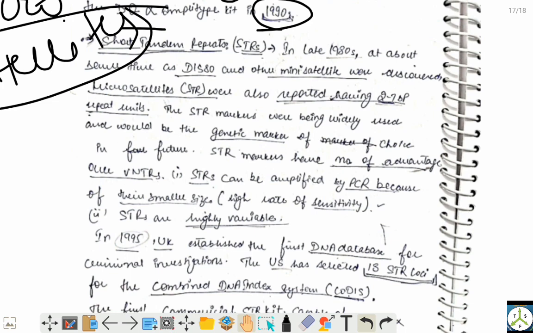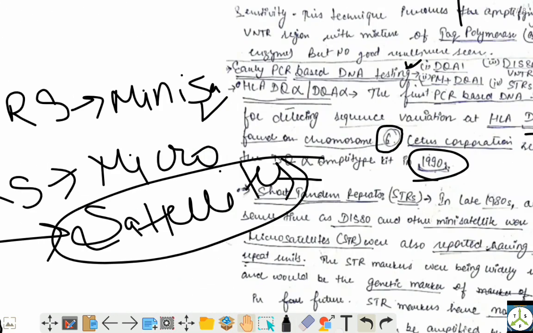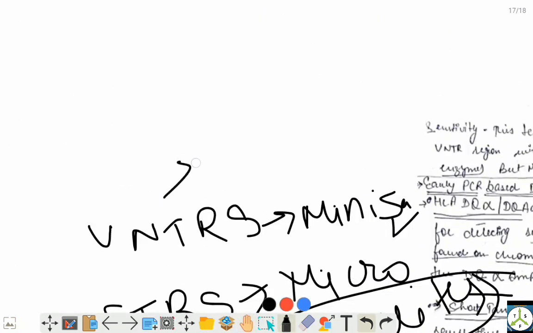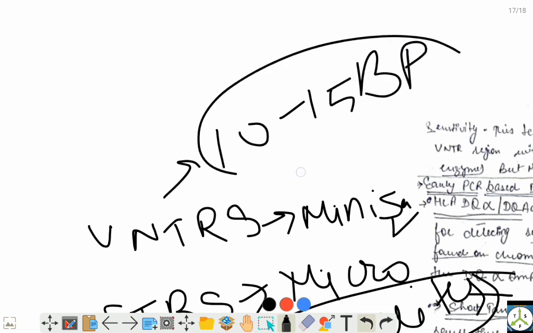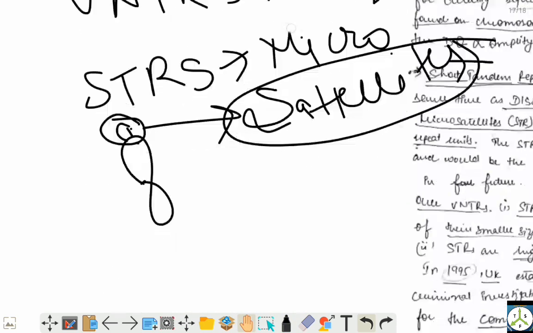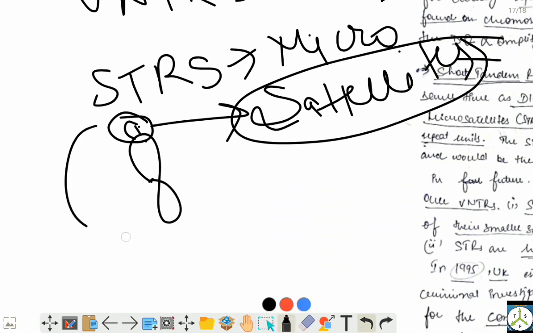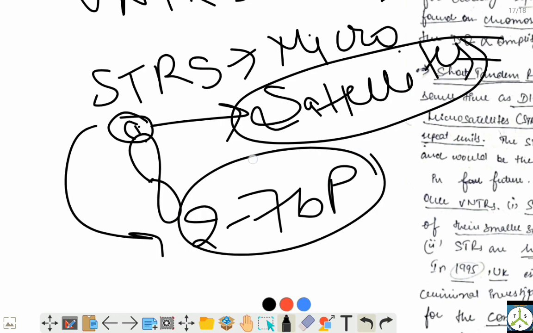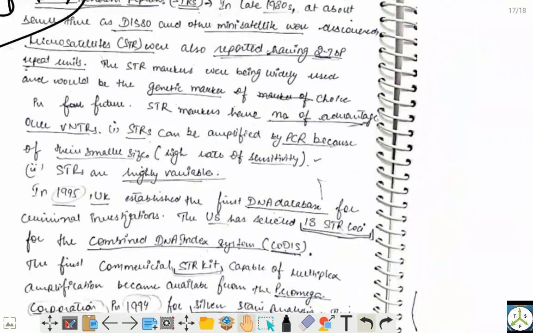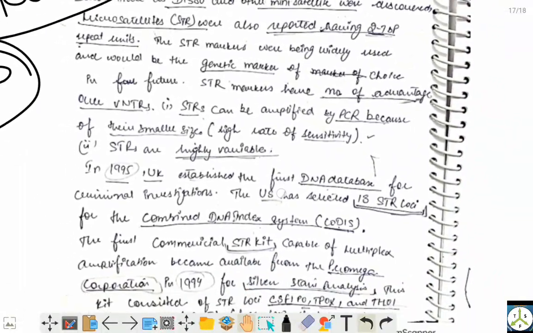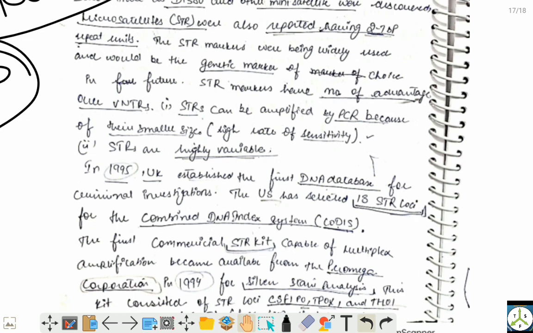Okay, just remember this. VNTRs are how many base pairs? VNTRs are 10 to 15 base pair longer repeated sequences. STR markers are the 2 to 7 base pair sequences. Clear? STR markers were being widely used and would be the genetic marker of choice for the future.